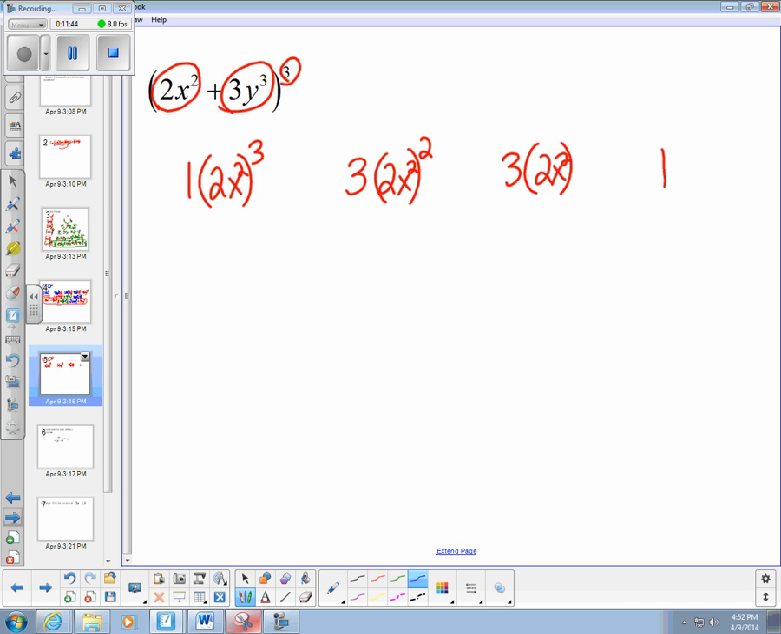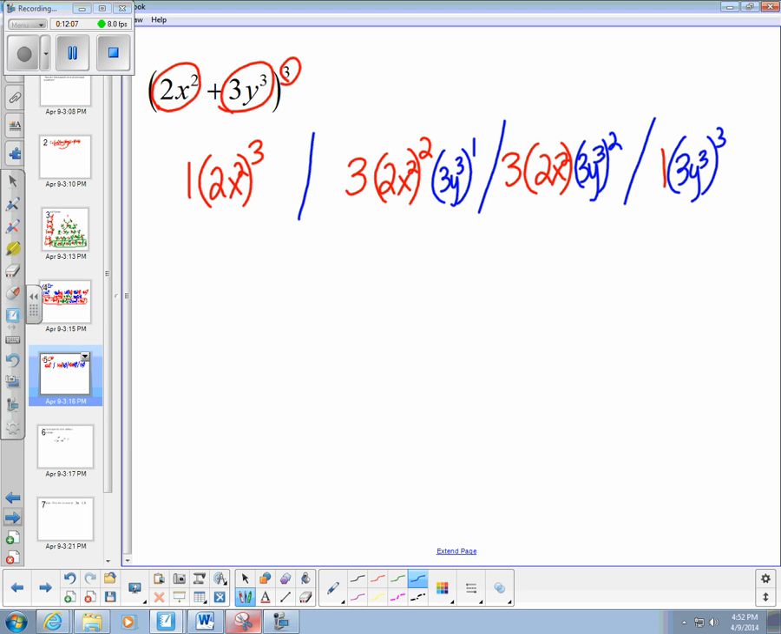Okay, the 3y cubed, we're going to start from the back and go to the front. So 3y cubed to the third, 3y cubed to the second, 3y cubed to the first, and then no 3y cubed in the first term. Okay, so here are my 4 terms. I'm just going to draw a line between them so that we can keep them separate.